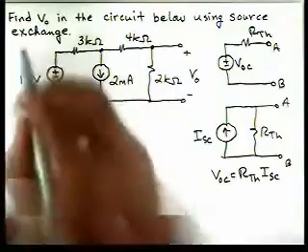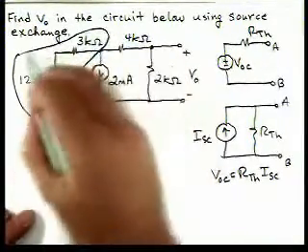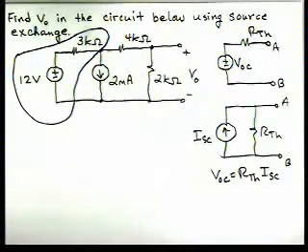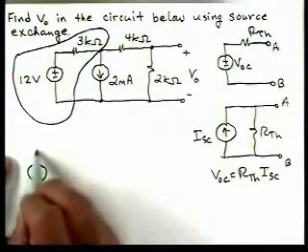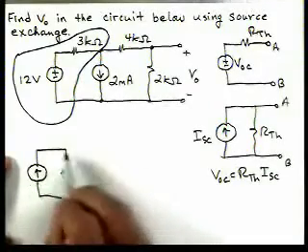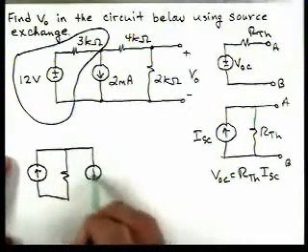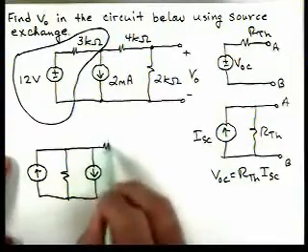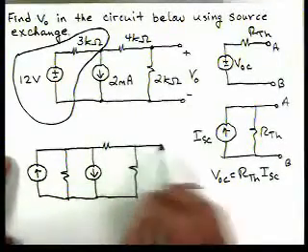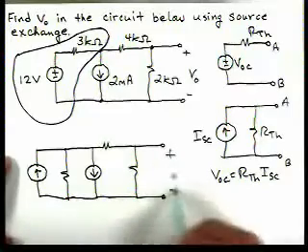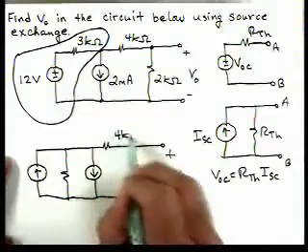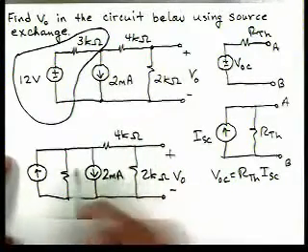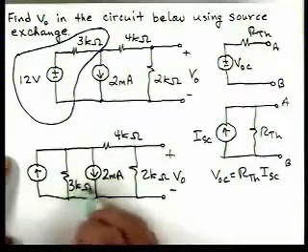So if we look, here's a voltage source in series with resistor. So if we go through and do a source exchange, here's what our circuit becomes. So now we've taken our voltage source in series with resistor on the left side of the circuit, and we've performed a source transformation.